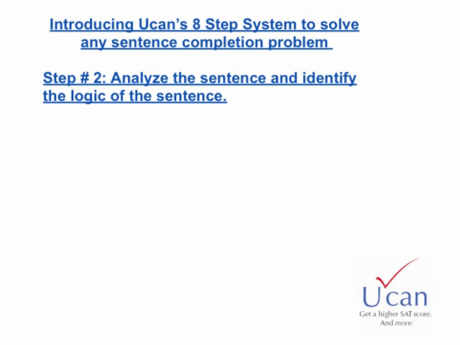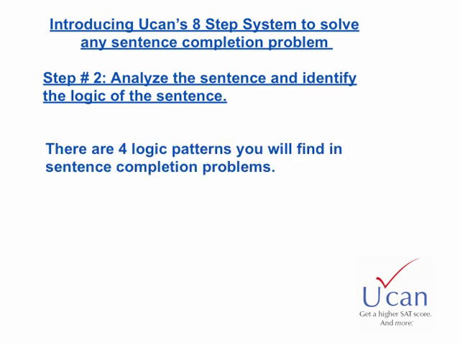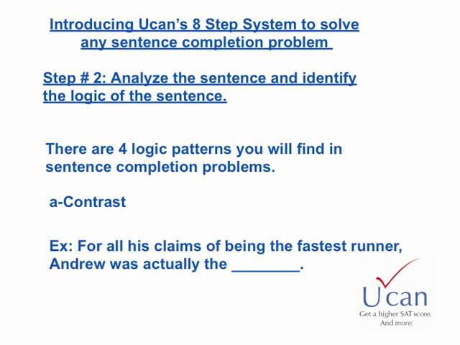Step number two is you want to analyze the sentence to identify the logic of the sentence. So there are 4 logic patterns you will find in sentence completion problems. The first type of pattern is contrast. Here's an example. For all his claims of being the fastest runner, Andrew was actually the... Okay, you get the gist. This is clearly a contrast.